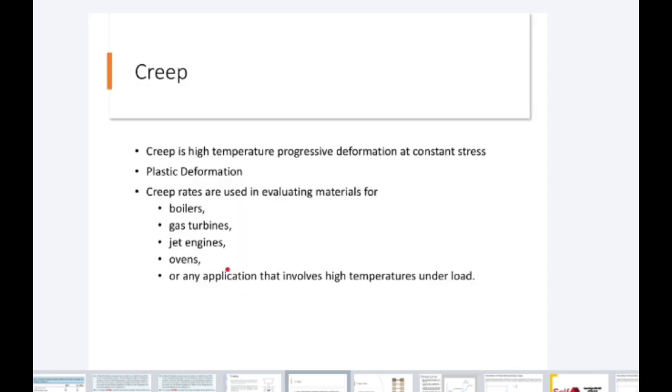So here again I have put that value. Now here you see the applications: the boiler, the gas turbine, the jet engine, the oven, or any other application. We can use the creep test to see the behavior of the specimen. Now, the creep test involves plastic deformation. You have to keep this in mind, right?